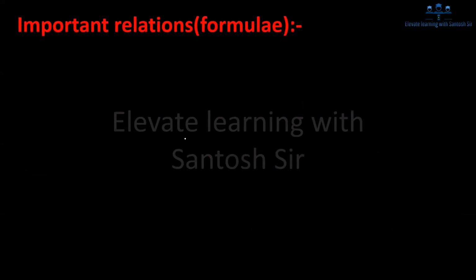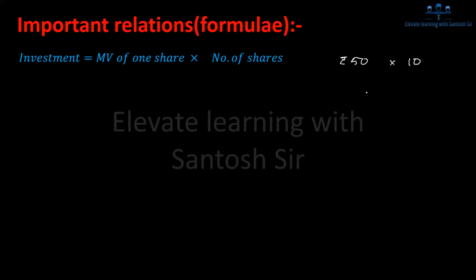Let's move ahead. Some important relations will help you to solve the problems in this chapter. Your investment is the market value of one share multiplied by the number of shares that you buy. Suppose in a market the value of a share is 50 and you have purchased 10 shares of that company. How much did you invest? It is rupees 500. So your investment is 500, which is market value multiplied by number of shares.